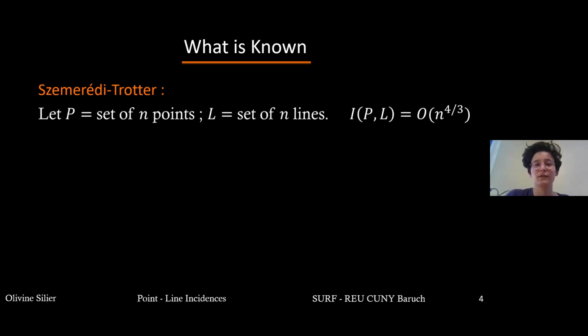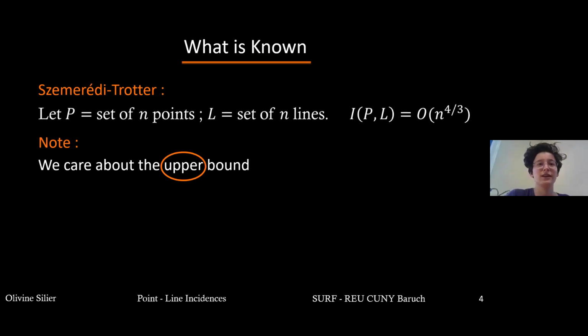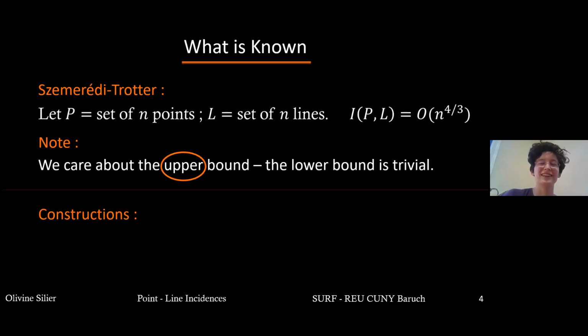The thing to note is that we have an upper bound here, and we don't really care about the lower bound because it is trivial. This is just because you could always pick points that are not on the lines, like the first example I gave, in which case you would just have 0 incidences, at least in this context.